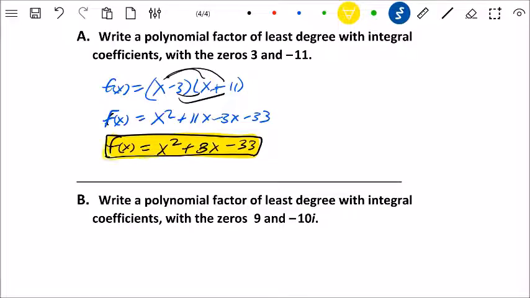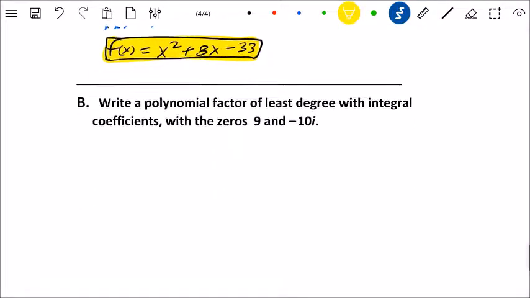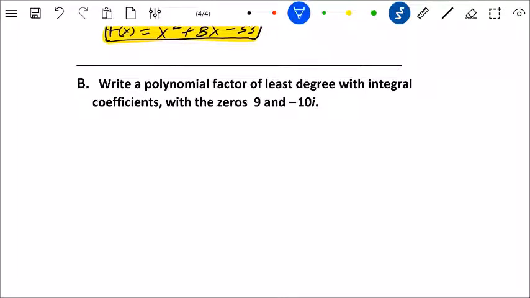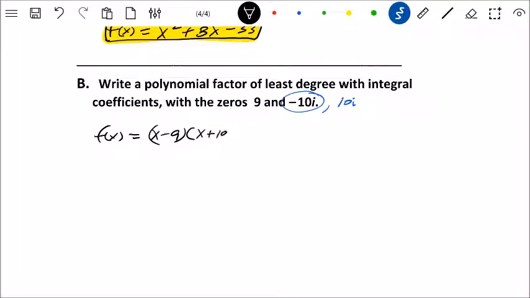And then the next problem is one that has practice with the imaginary number here. So the big thing is that that also has a positive 10i with it. So we'll write the function with those three. Opposite the 9 is minus. Negative 10i, opposite is plus 10i. And then 10i, the opposite's minus 10i.